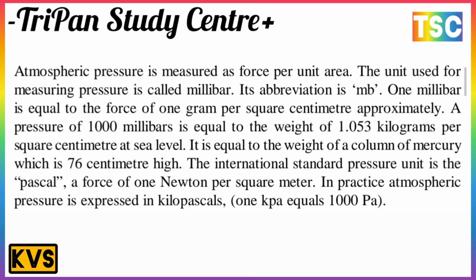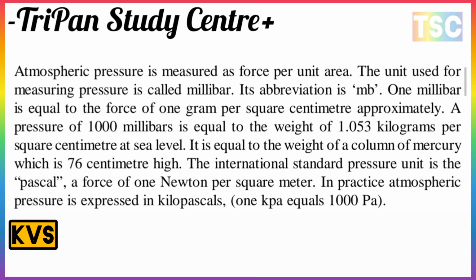Atmospheric pressure is measured as force per unit area. The unit for measuring pressure is called the millibar, with the short form MB. One millibar is approximately equal to a force of 1 gram per square centimeter. A pressure of 1000 millibar is equal to the weight of 1.053 kilograms per square centimeter at sea level. It is equal to the weight of a column of mercury 76 centimeters in height.